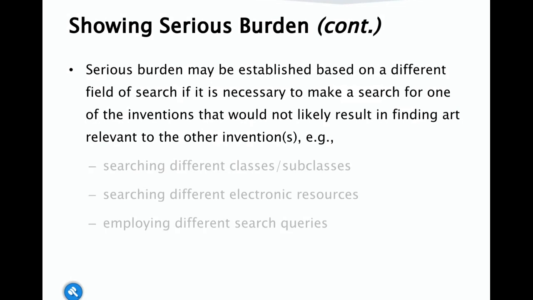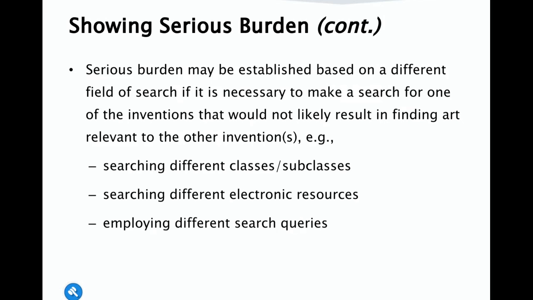The areas of search for the distinct or independent inventions may be used to establish a serious burden on the examiner. For example, if an area of search for one of the claimed inventions is not required or likely to result in finding relevant art for the other claimed inventions, then the examiner may be able to prove that a serious burden would exist if a search and examination of all inventions were required. Please note that establishing the areas of search is not limited to classification fields of search, but may be based on use of differing electronic resources or the type of search query required for the distinct and independent inventions.